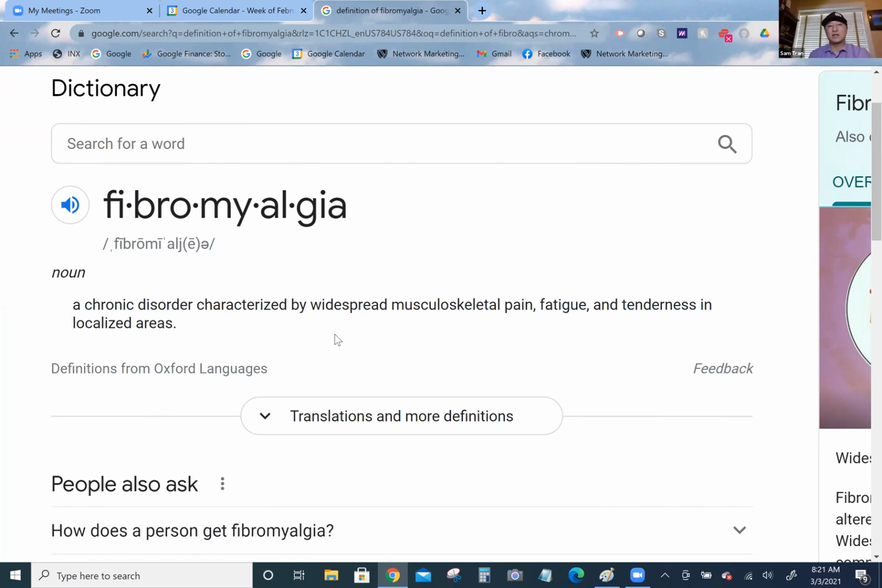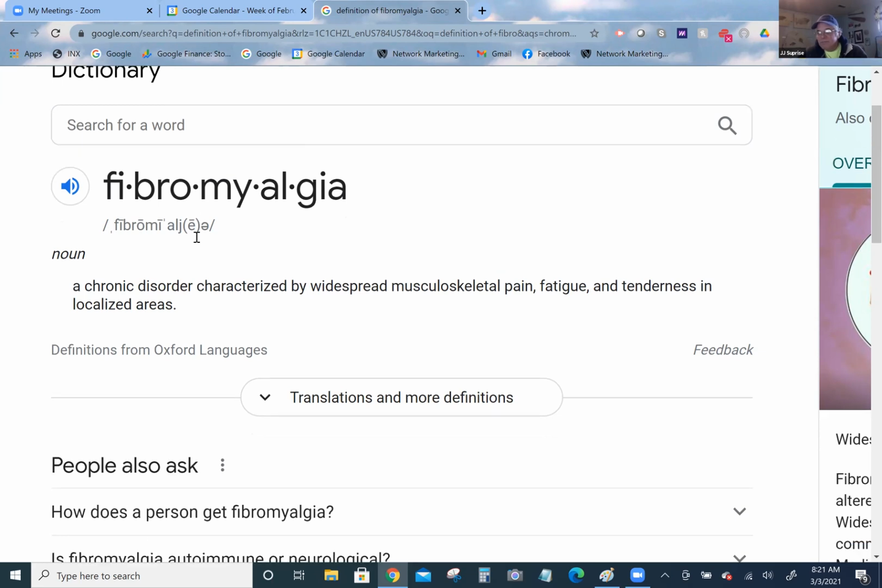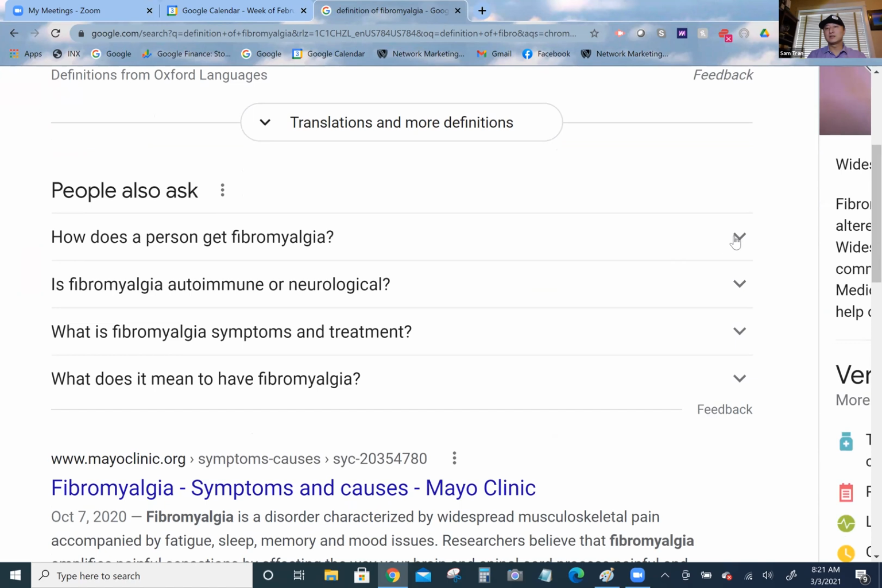There's a cause. I mean, if you look at this from an engineering perspective, the bridge collapsed. What happened here? Where are the stress points on the bridge? You look at the body, and fibromyalgia is the bridge collapse, and then you ask the doctors, what caused it? We don't know. Interestingly enough, right there, Sam, it says, how does a person get fibromyalgia? Let's see what that says.